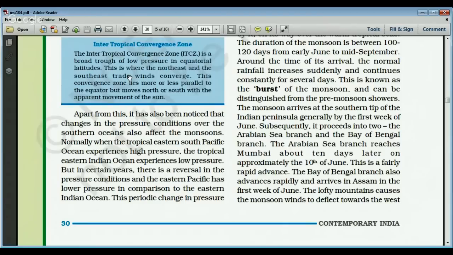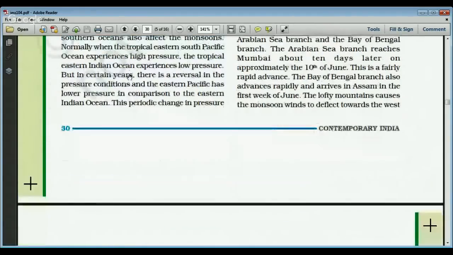And the monsoon arrives at the southern tip of the Indian peninsula by the first week of June. We'll see the arrival of the monsoon on the next page, and then it bifurcates into two branches. First is the Arabian Sea branch, and the second is the Bay of Bengal branch. The Arabian Sea branch reaches Mumbai about 10 days later, at around the 10th of June, and this is a fairly rapid advance.